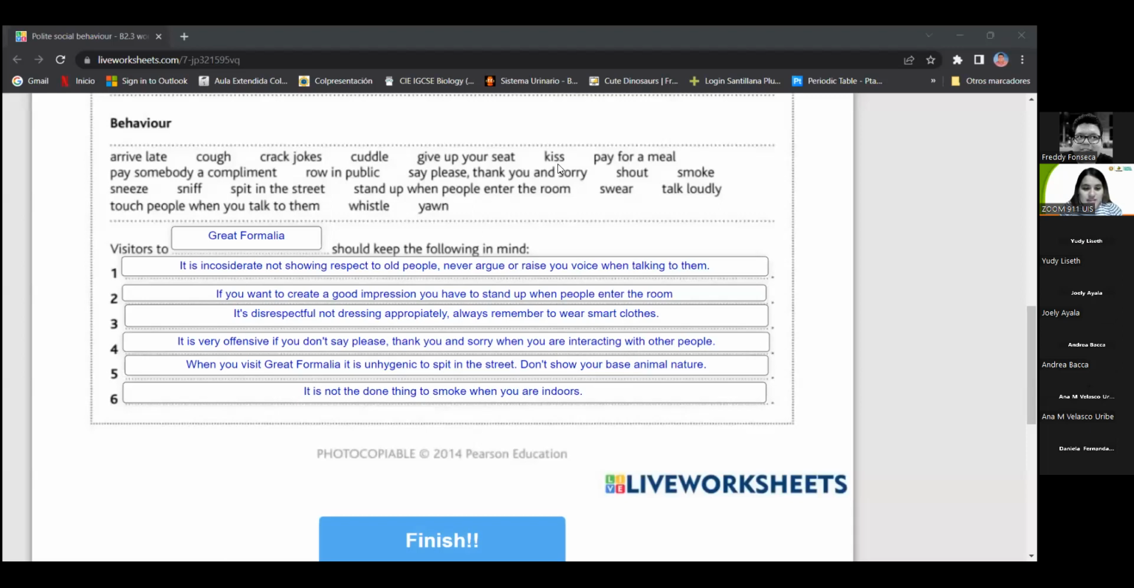When you visit, it's unhygienic to spit in the street and show your base nature. I love that one. Yeah, don't be an animal. It is not a done thing to smoke when you're indoors. Oh yeah, that's horrible. It's very offensive. So always say sorry, thank you, please. Wear smart clothes. Yes, that's why the country is called Great Formalia. So everything is very, very, very formal. What do you expect from this? Thank you very much, group number three.